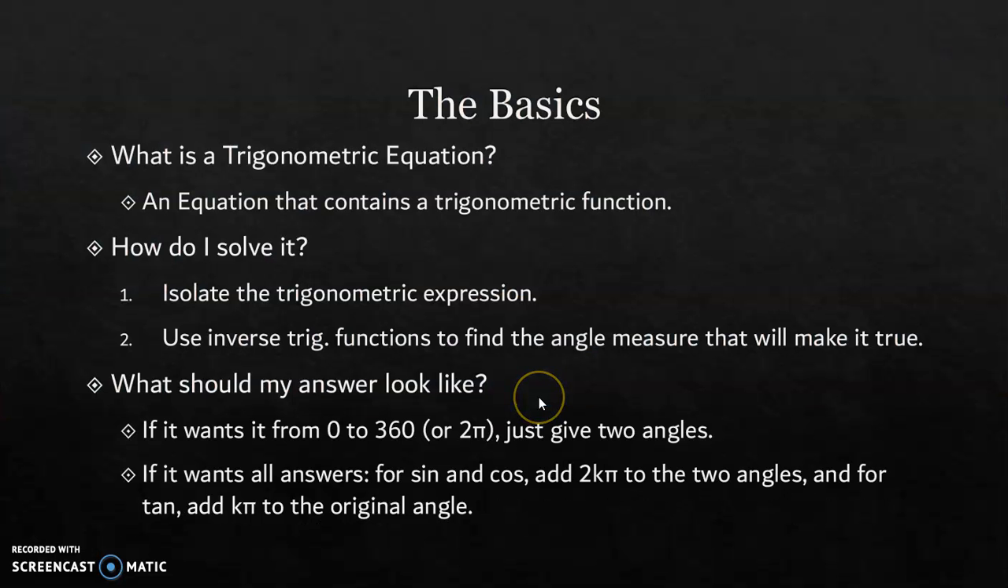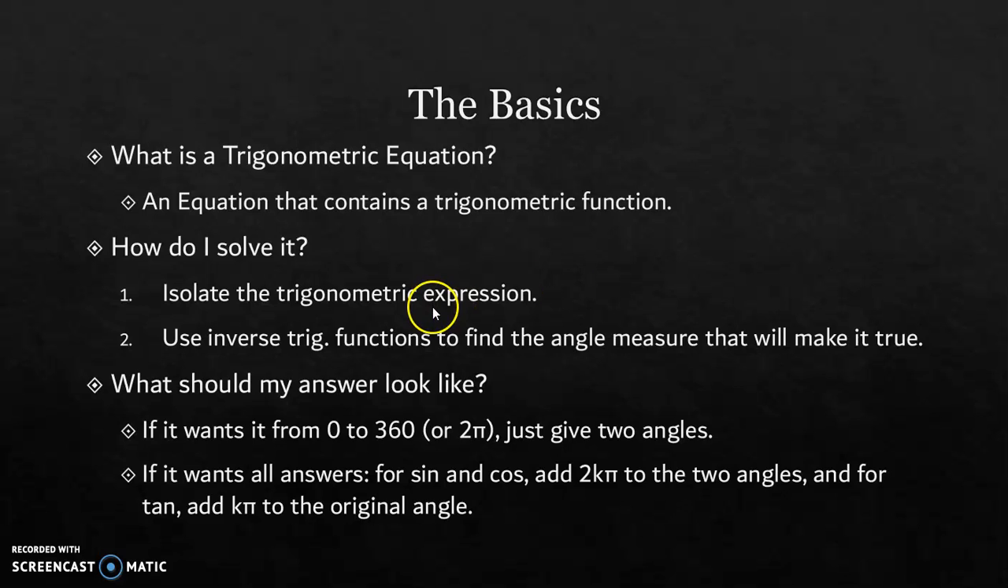So basically a trig equation is an equation that has a trig function in it. So it's going to be some sort of an equation that has sine, cosine, or tangent in it. And the variable that you're solving for is generally going to be the angle in the trig function.